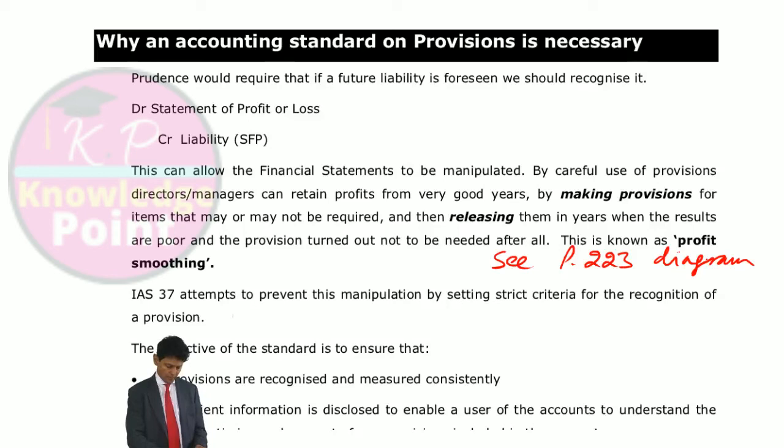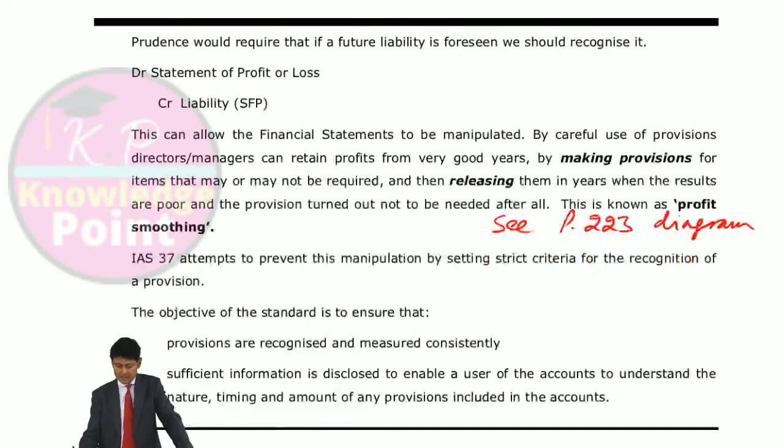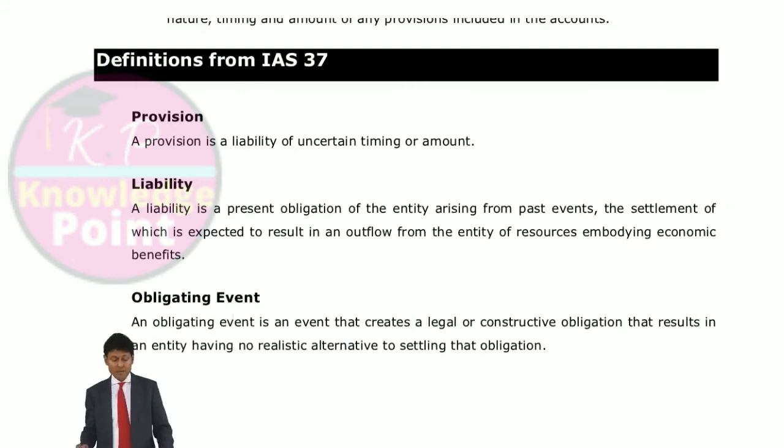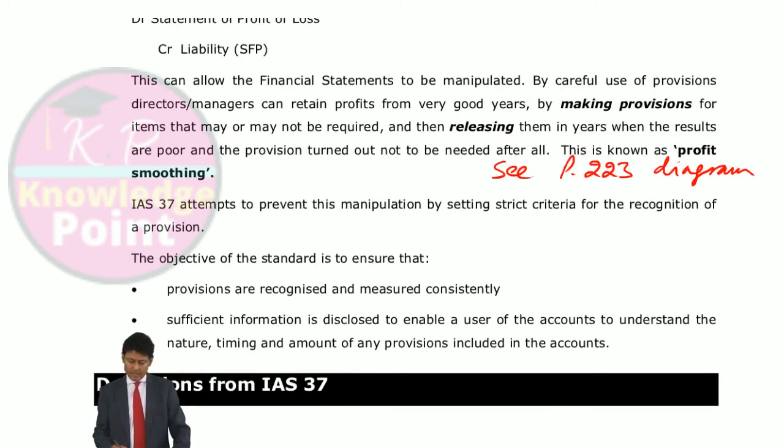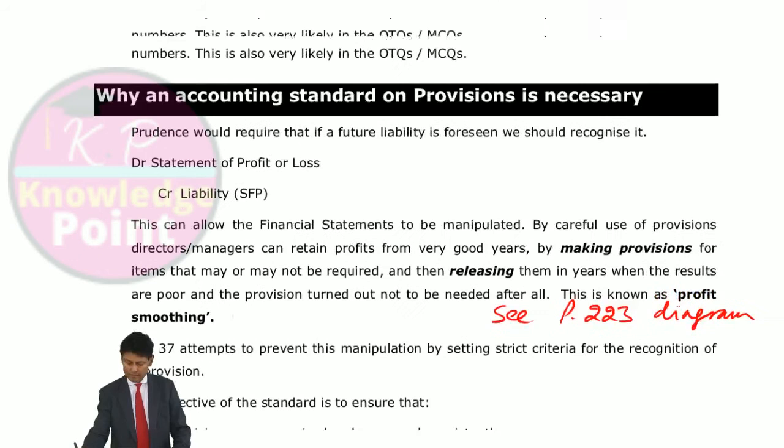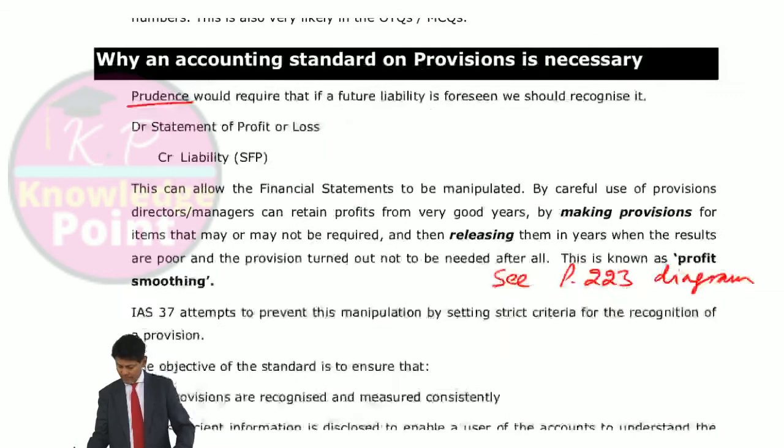We're now moving into other bits and pieces on this very easy standard. Definitions from the IAS. Provisions. A provision is a liability of uncertain timing or amount. Notice the provision must be a liability. By the way, the reason why we've had this problem is the prudence concept being abused. Okay, so that's what you need to read, pick it up.